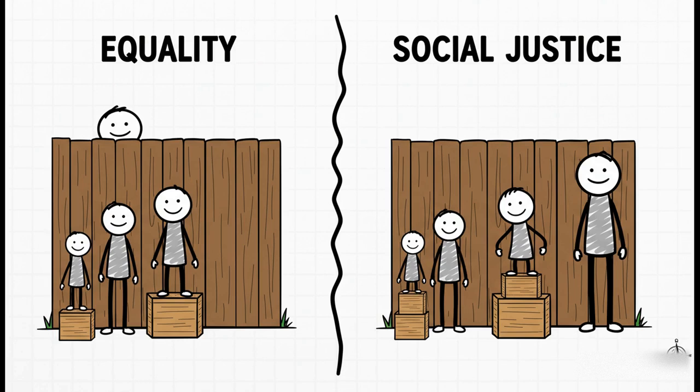The starting point is usually the principle of equality, the idea that everybody gets the same treatment, the same box to stand on. But social justice takes it a step further. It says, hang on, we don't all start from the same place. It asks, what if some people need two boxes, or a different kind of support entirely, just to see over the same fence? Social justice is about actively trying to level that playing field.